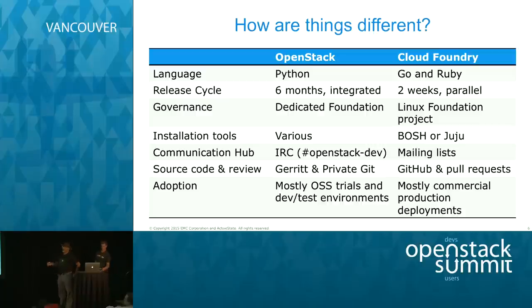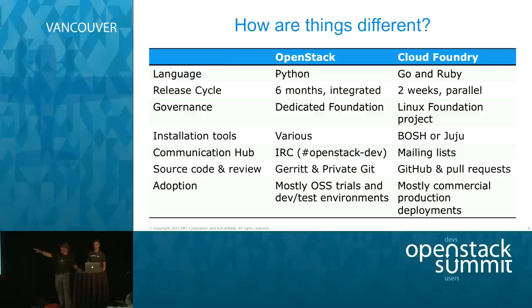The infrastructure or the software itself, primarily OpenStack is on Python, but Cloud Foundry is on Go and Ruby. I don't know if you heard of a new container, and I'll talk about that, called Diego, which essentially was rewritten in Go, and that's why it's called Diego. And we'll talk about that later.